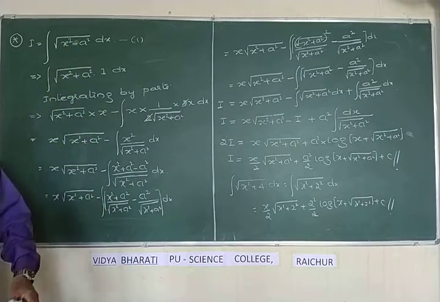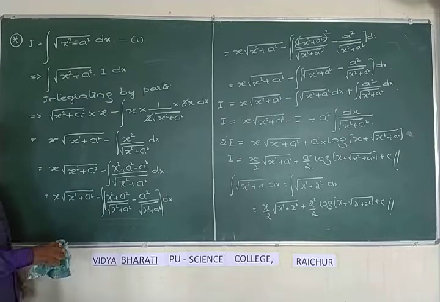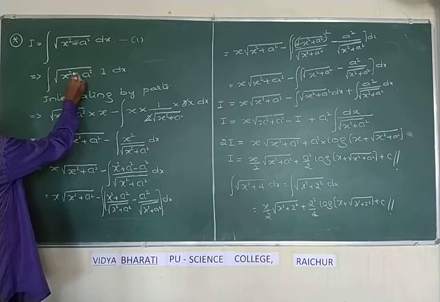Integration of root of x square minus a square into dx. Okay. Again integrate it by parts, taking it in this way only.